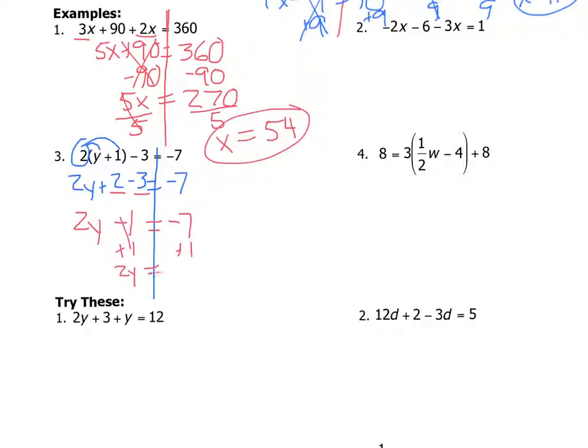2y equals negative 7 plus 1, which is negative 6. 2y is like 2 times y, so I divide. And I get y equals negative 3. Good job. Thank you. I've practiced a couple times.